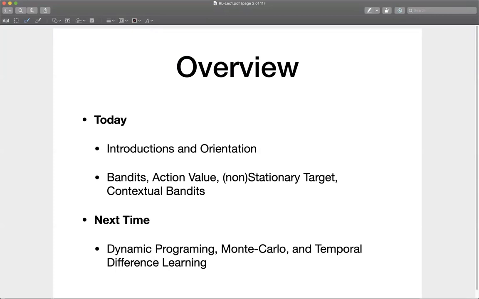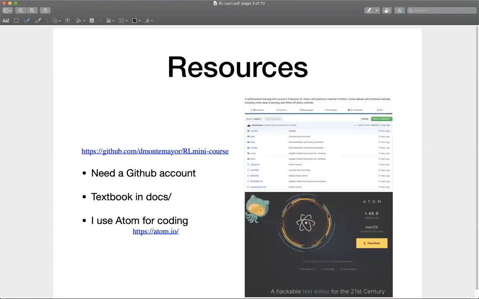Okay, so yeah, we're looking for a way to hash out how to maybe cast some of your problems in a reinforcement learning framework. Okay, so with that, let's jump right in.